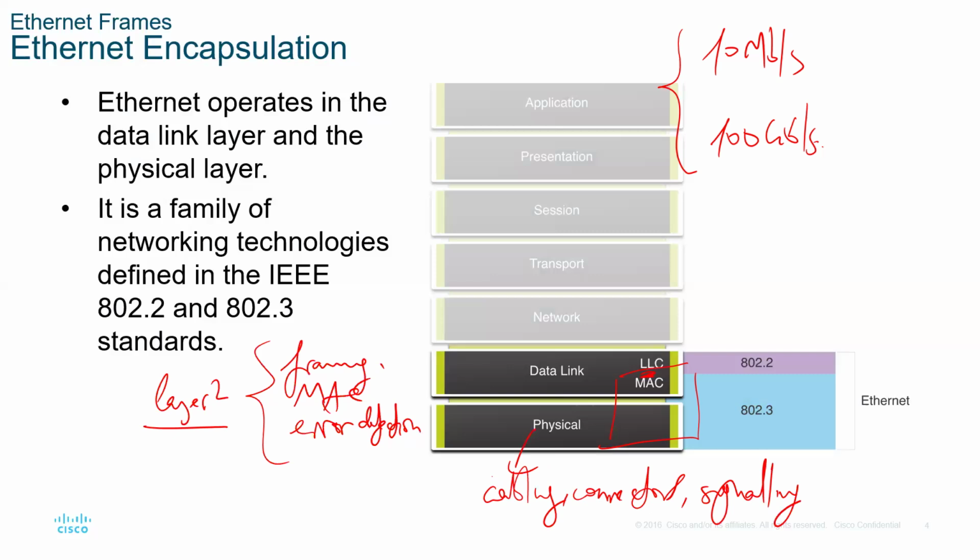So Ethernet, I repeat, belongs to 2 layers. As a standard, as a protocol, however you define it, it belongs to 2 layers, the data link layer and the physical layer. At the data link layer, it is responsible for Ethernet framing, media access control, and error detection. And at the physical layer, it defines the physical characteristics of the network.